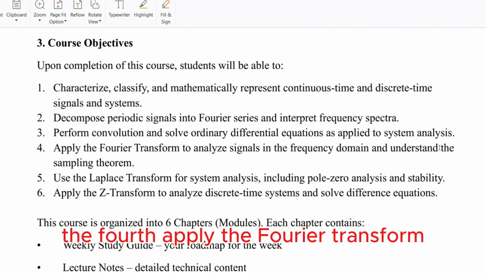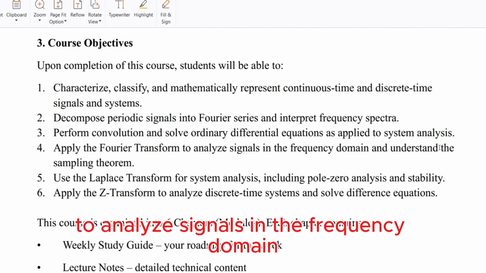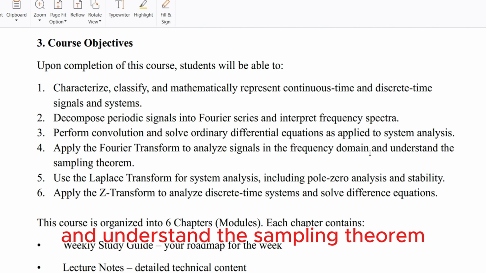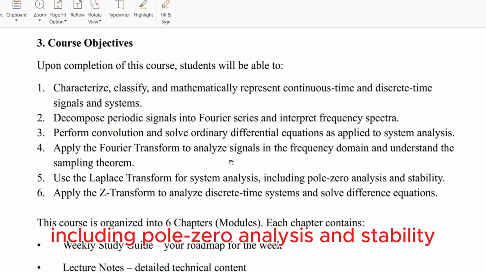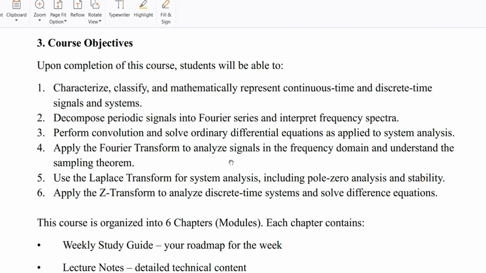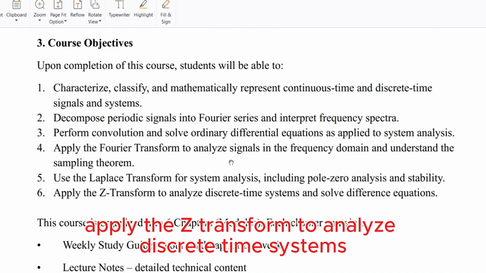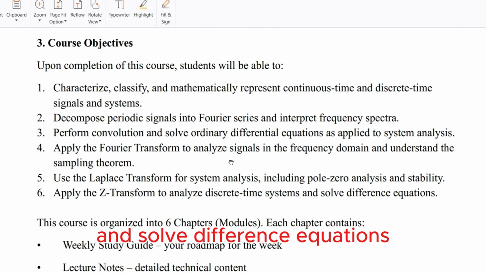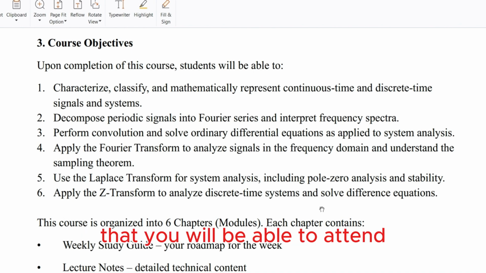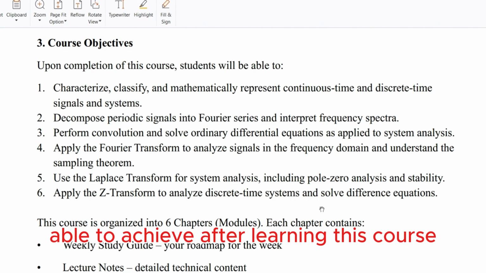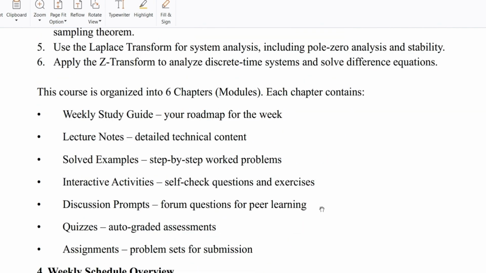The fourth is to apply the Fourier transform to analyze signals in the frequency domain and understand the sampling theorem. The fifth is to use the Laplace transform for system analysis, including pole zero analysis and stability. And finally, to apply the Z transform to analyze discrete time systems and solve difference equations. These are the course objectives that you will be able to achieve after learning this course.